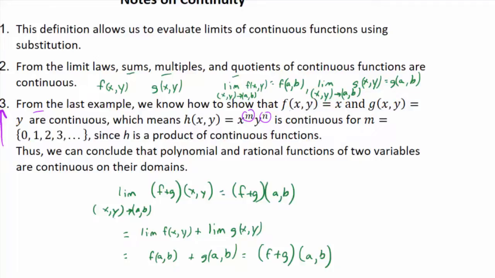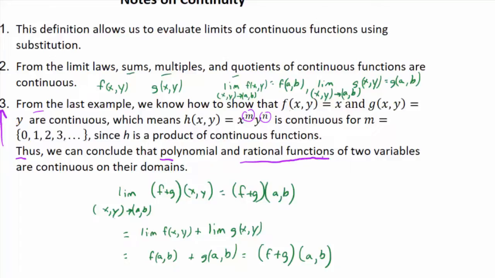So who cares? Why is that important? Well, that's important because we can conclude something about polynomials. What are polynomials? Multivariable polynomials are sums and differences of powers of x times powers of y, right? So from that one little epsilon delta proof and the limit laws, we can conclude that polynomial functions are continuous, whether they're multivariable or not. Rational functions are continuous on their domains. You're not allowed to divide by 0, right?